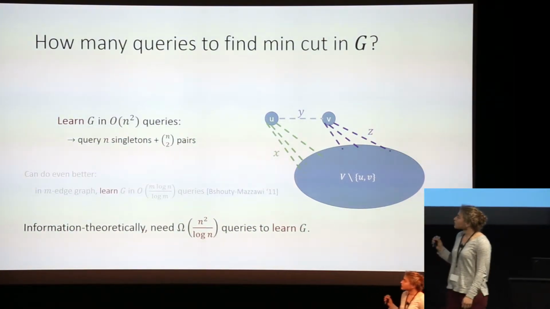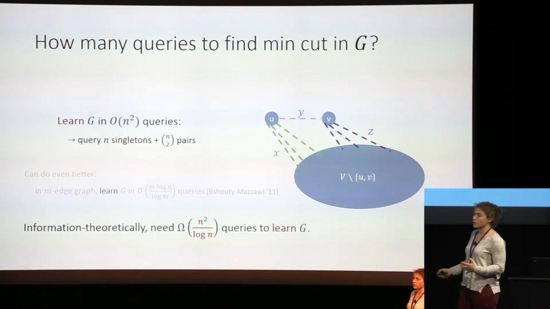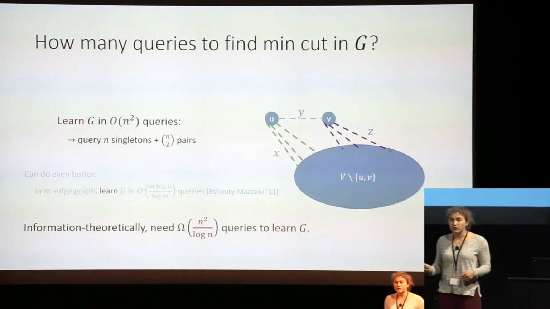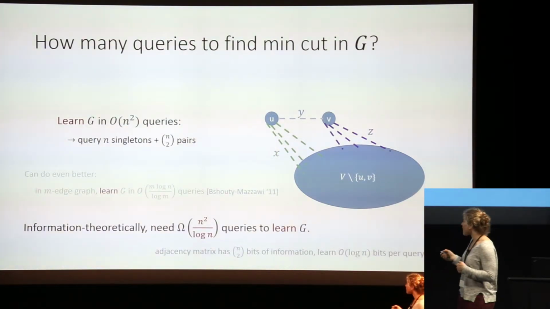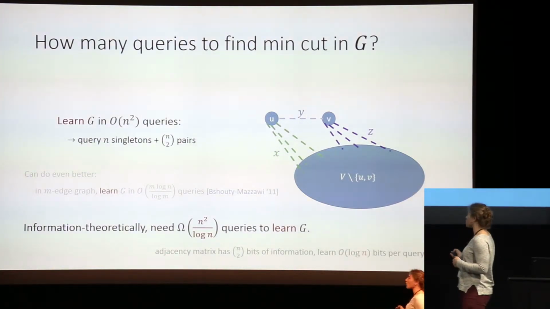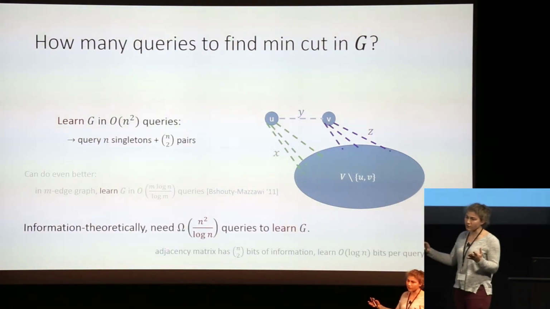But also, it's not difficult to see that in the dense case, information theoretically, you need at least n squared over log n queries, right? And the reason for this is because the adjacency matrix of the graph contains n choose 2 bits of information. But with every query that we make, we get at most log n bits of information, because we just get a number between 0 and n squared.